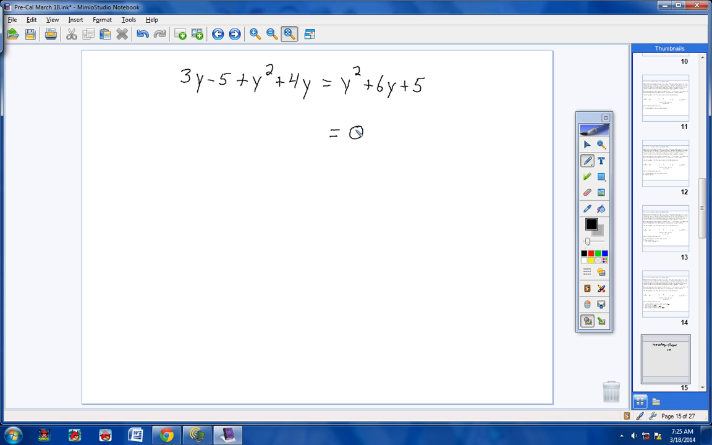But look what happens once you get one side equal to 0. Watch. When you bring your y squared over, it cancels with your y squared. So this term is gone. Okay? Now, bring your 6y over, and when you bring your 6y over, it becomes a negative 6y, correct? So I have a 3y, a negative 6y, and a positive 4y.